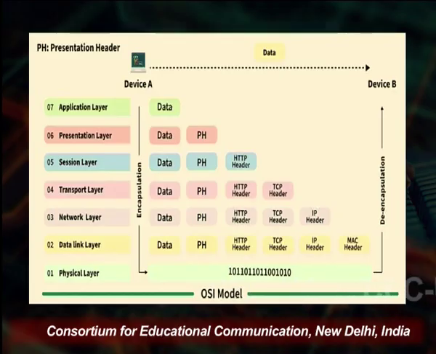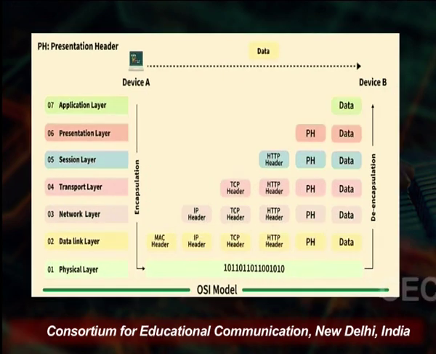Then the session layer adds an HTTP header to it. The transport layer, when it gets the data, will add a TCP header. The network layer adds an IP header, and the data link layer adds a MAC header. The physical layer will convert this whole data into a stream of bits and transfer it to device B. Now, let us see what happens at device B.